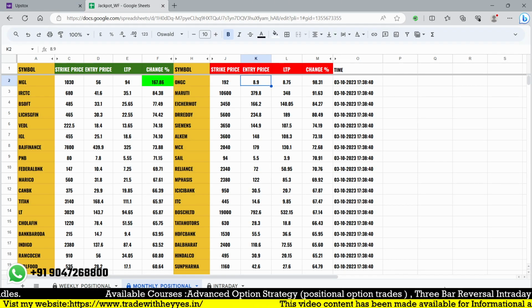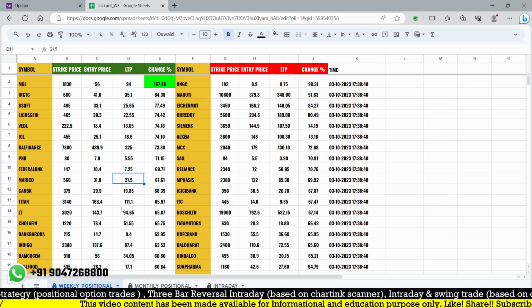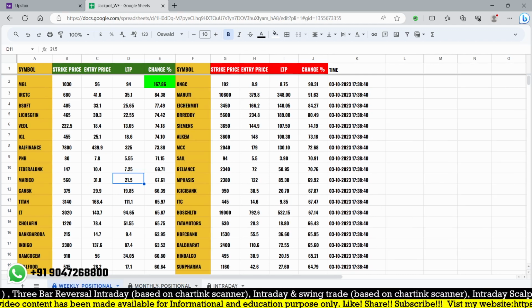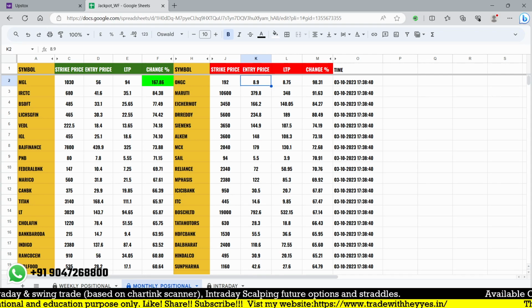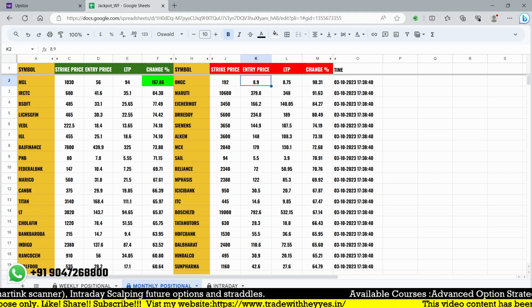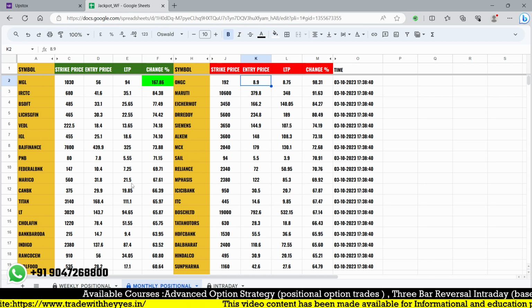But the same thing we are following. This is the first week and the start of the month, so both weekly and monthly positional should be the same. There are no changes between monthly and weekly. Both should be the same. The weekly positional would change for the next week, and it would have a newer strike price, when we get it. It's a positional trade, not for intraday.